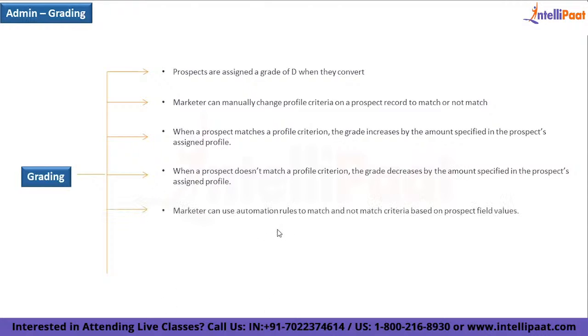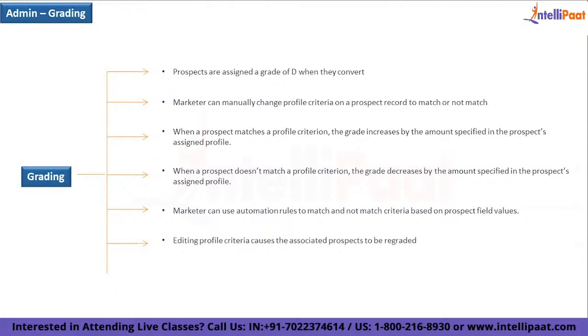And a marketer can use automation rules to match and not match the criteria. Let us say you've got 5 different conditions. Out of 5, if 3 are matched, what is the grade you want to give? That is the automation rule. Now, out of 5 conditions, if only 2 are met and 3 are not met, what is the grading you want to give? It's a kind of permutation you can have to assign a grade to a prospect.